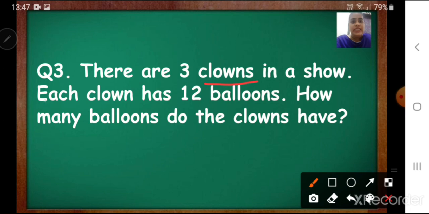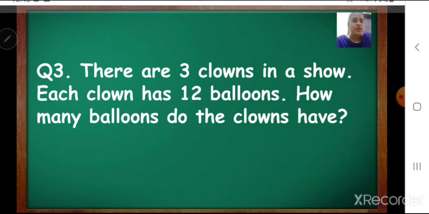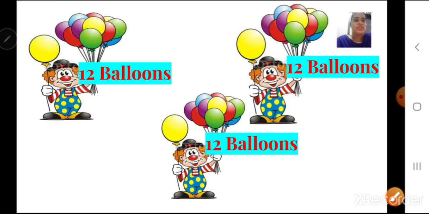Each clown, this word is very important. Each clown means all the clowns, they have 12 balloons in their hands. How many balloons do the clowns have? We have to find out how many total balloons are there with the clowns. Now see here, 3 clowns are there and they are holding balloons. The first clown has 12 balloons, the second also has 12 balloons, the third also has 12 balloons. We have to find out how many total balloons are there. So how will we find out? By multiplication. We are going to multiply 12 into 3 because there are 3 clowns.